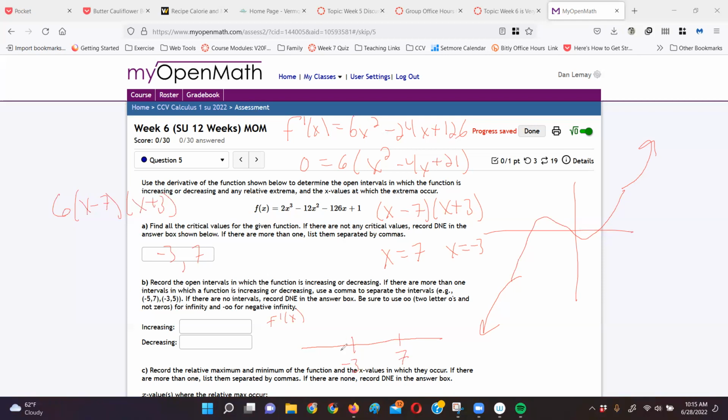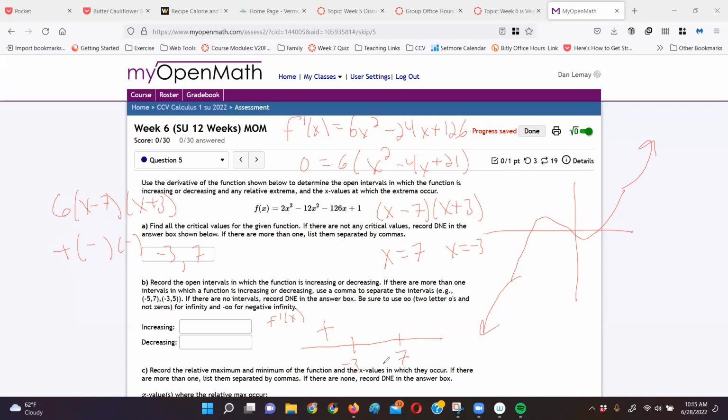We're going to test this. If I drop in a number smaller than negative 3, like negative 10, well, 6 is always positive. Negative 10 minus 7 is a negative number. Negative 10 plus 3 is a negative number. A negative times a negative is a positive, times that original positive. The derivative is positive there.